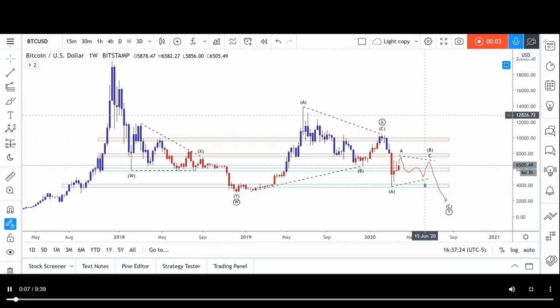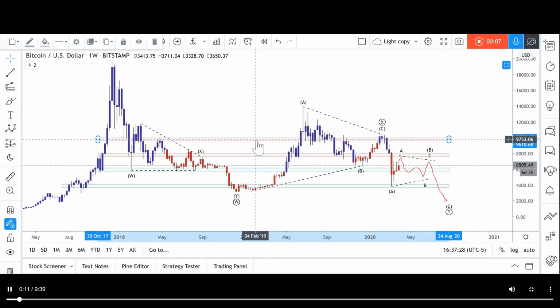Let's talk about the Bitcoin high time frame Elliott wave analysis. I'm going to go ahead and hide these levels here just to make the chart a little more clear. But you can see I've marked out some support and resistance levels that line up with what I'm predicting for the price action going forward.